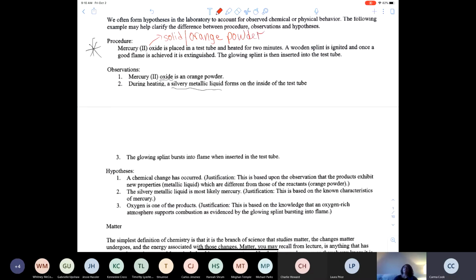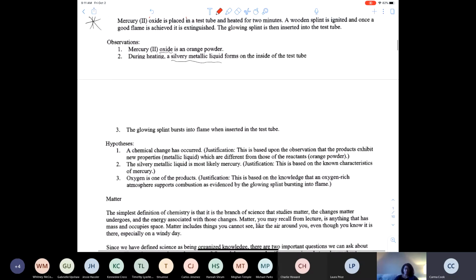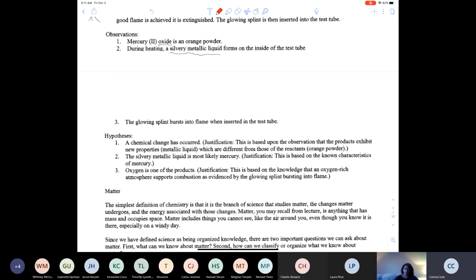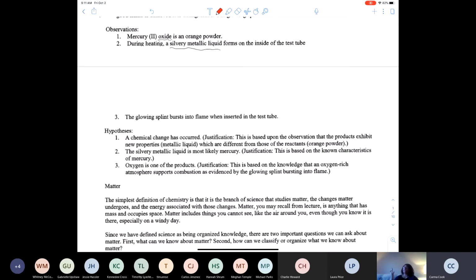But then during the heating of that mercury 2 oxide with that hot wooden splint, it changes from orange and solid to a liquid with a silvery metallic color. And then after several seconds, the glowing wooden splint that you put in the test tube reignites by itself. It bursts into flame.